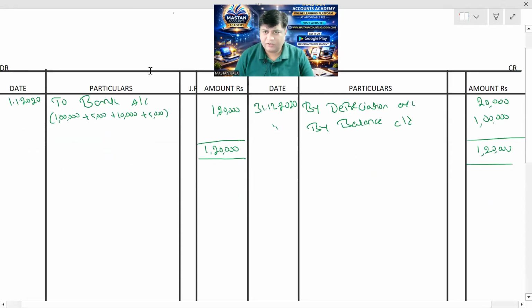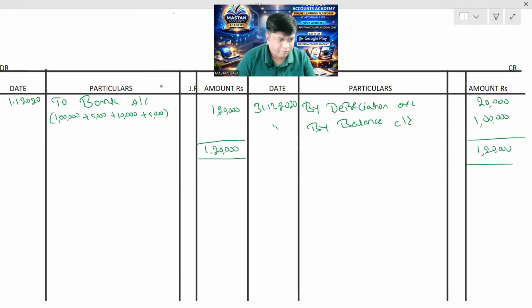They have utilized it up to 31st December 2022. So up to that date you do as usual, up to the year of sale. On 1/1/2021, to balance brought down, it is 1 lakh, dear students.